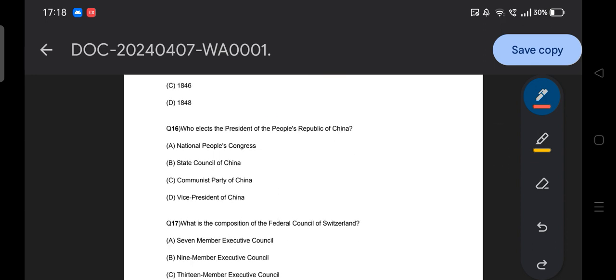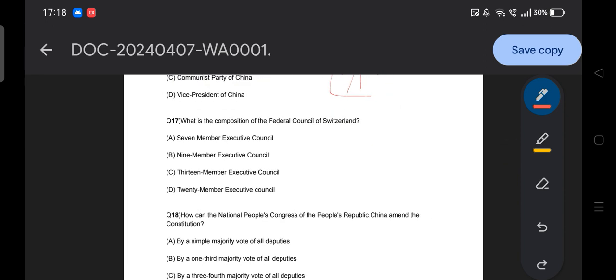Then moving to the next, who elects the president of the People's Republic of China? Obviously it's basically the National People's Congress. Very easy question. Moving to the next, what is the composition of the Federal Council in Switzerland? It is a 7-member executive body, a plural executive body, that you need to remember here. So if they ask about the composition of the Federal Council of Switzerland, we need to understand the composition of each and every legislative or rule-making body of the USA, China and the UK, as mentioned in our syllabus. Moving to the next.